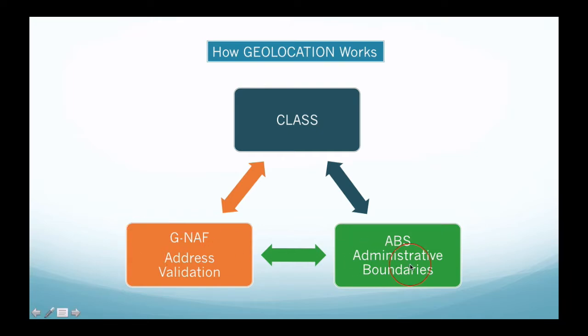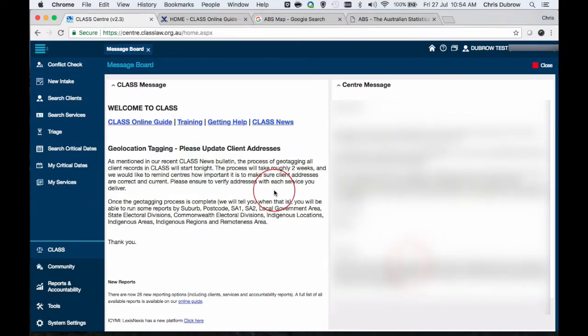It will then push it across to the ABS administrative boundary data set, a third database that's all connected inside CLASS, and then allocate all the administrative boundaries. So a bunch of different databases work together to make this happen, and that'll return those administrative boundaries of where that service was delivered, essentially, for our reporting purposes. So let's take a look at how that works in real life.